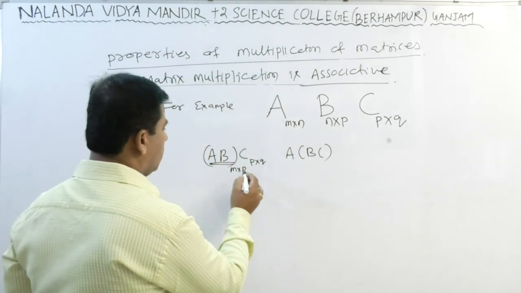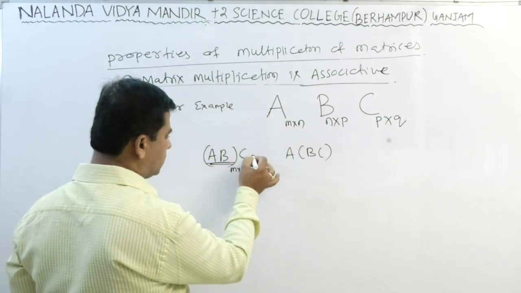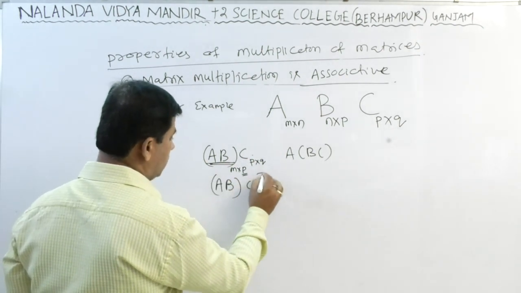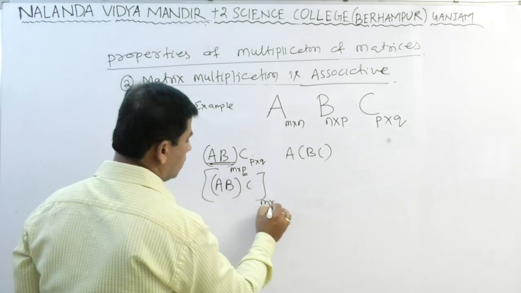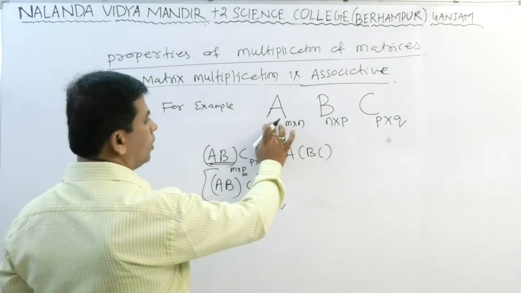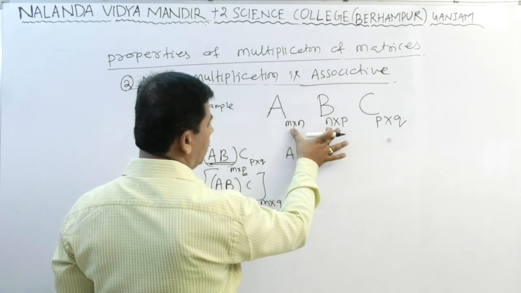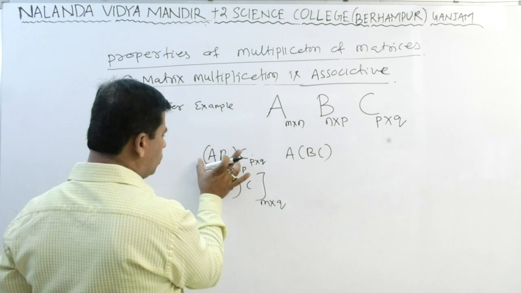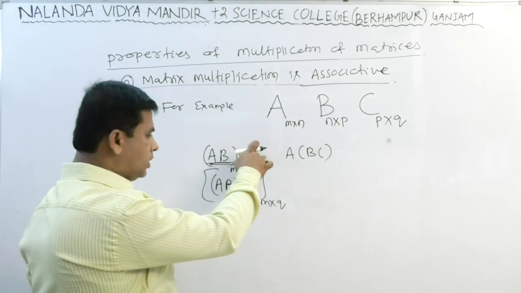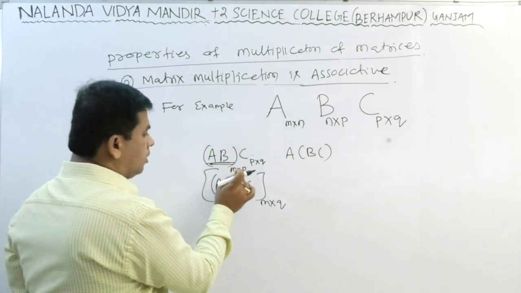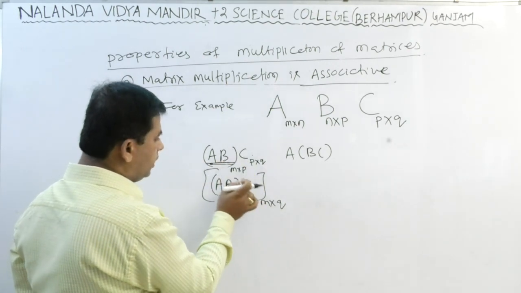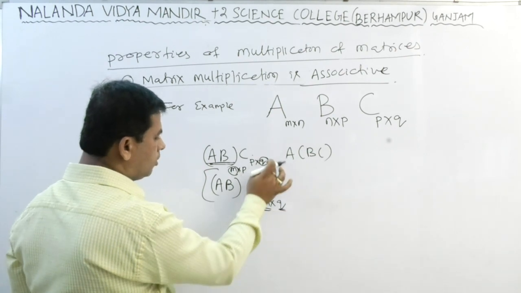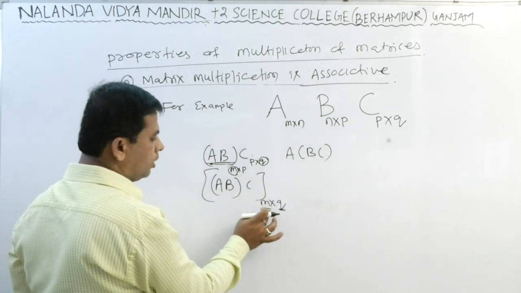Therefore, we can find AB, then multiply with C. After we multiply A with B, we get the order of AB is m cross p. And now this AB can be multiplied with the matrix C. We get the order of AB with C is the number of rows of A and the number of columns in C. Therefore, the order of AB into C is equal to m cross q.